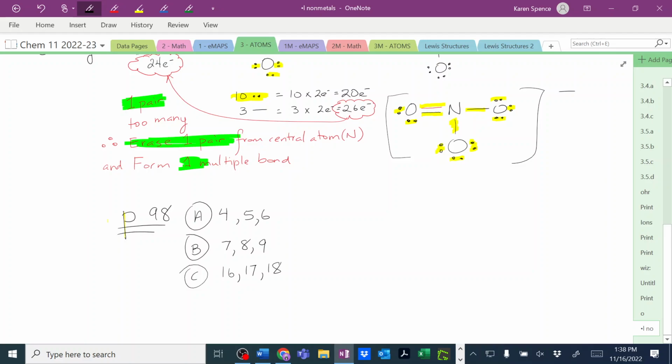So carbon can form 4 bonds, so it's in the center. So whichever one can form the most bonds is in the center. But the electrons are allowed to go anywhere in here. Once we start sharing them, they don't belong to one atom anymore, they belong to more than one atom.